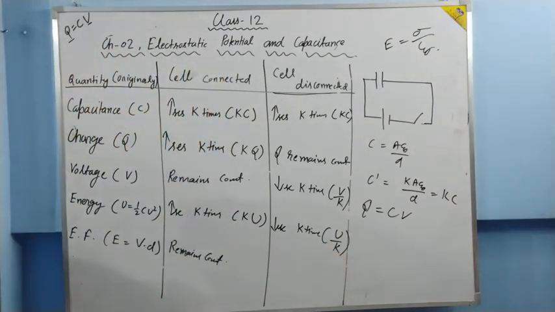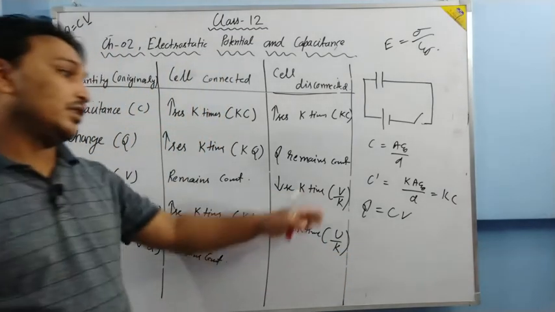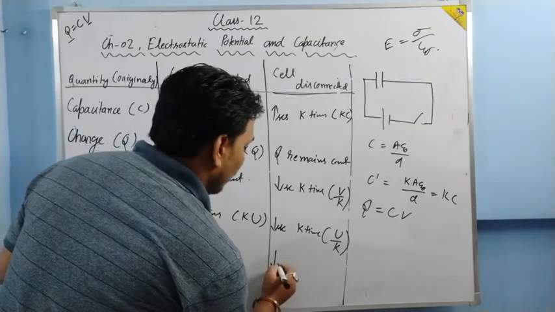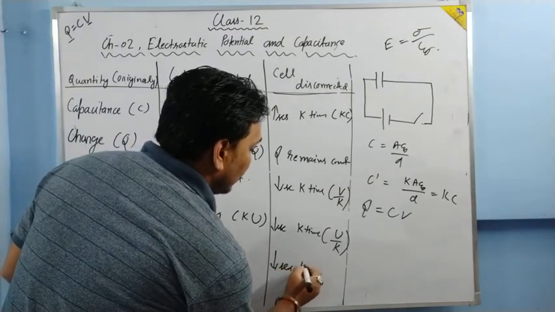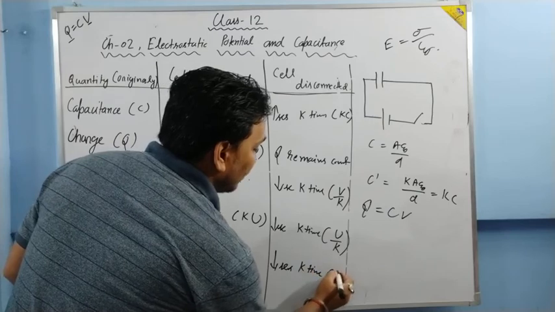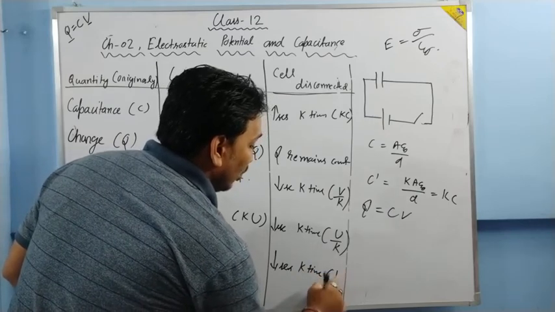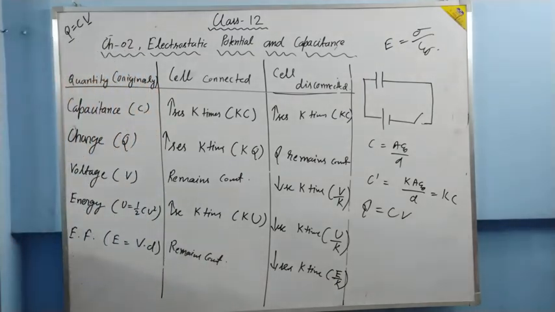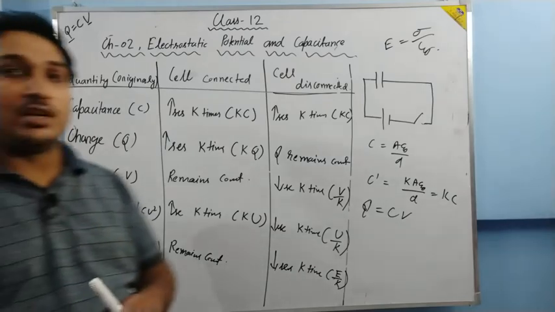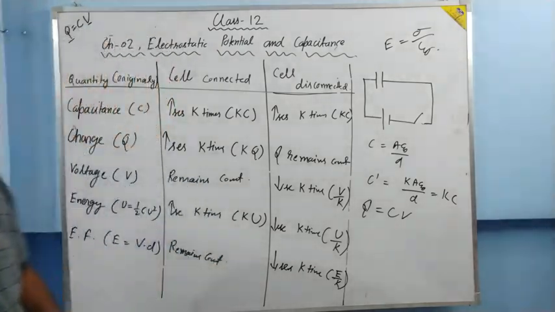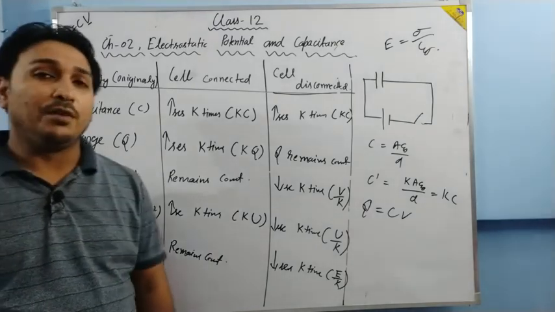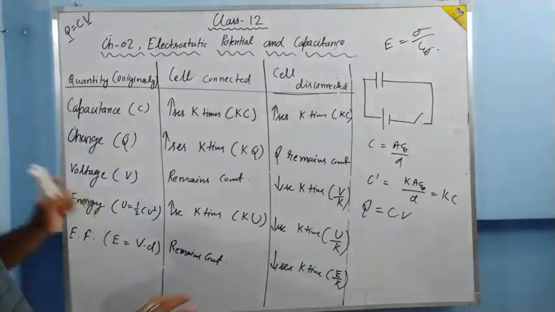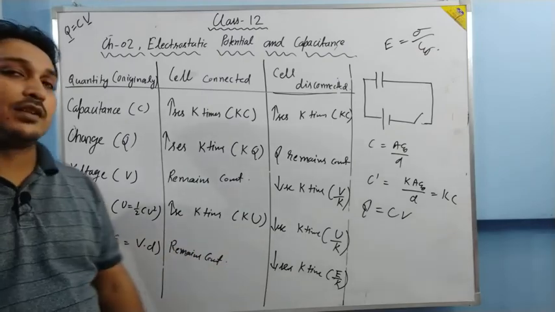Now what about electric field? Since voltage decreases K times, therefore the field also decreases K times. That is, the new field will be E upon K. Okay? This chart is very important. Is it clear? This chart is very important. In the last few years, it has become a very popular question, how the charge and the potential increase or decrease like this.